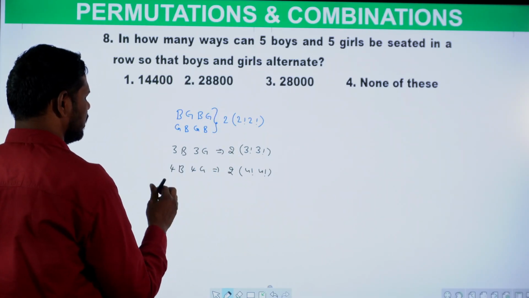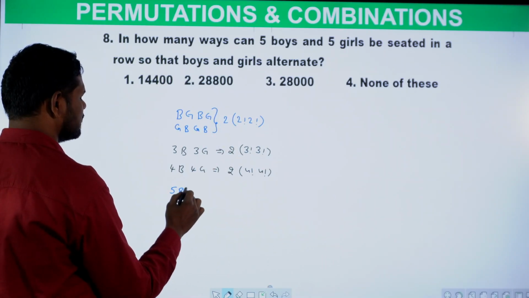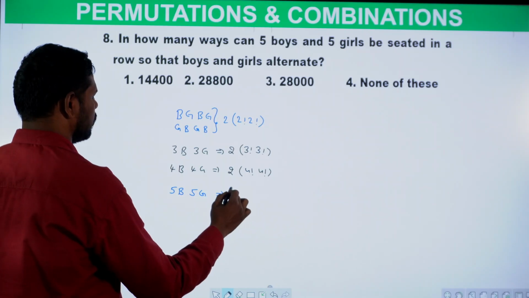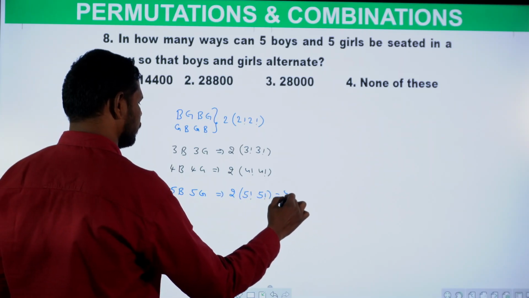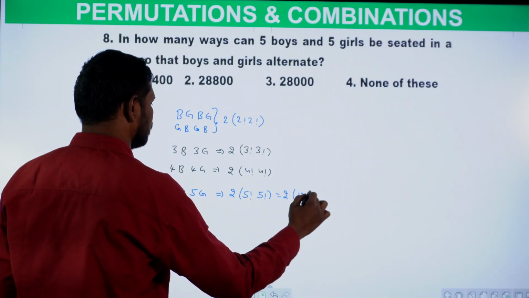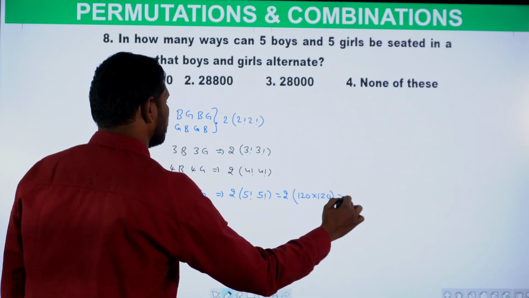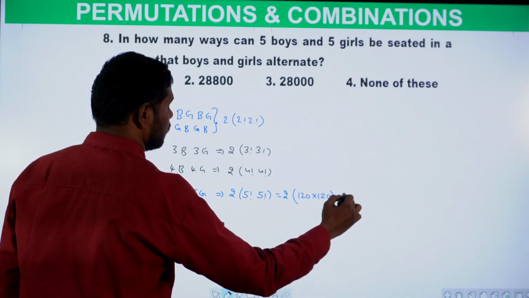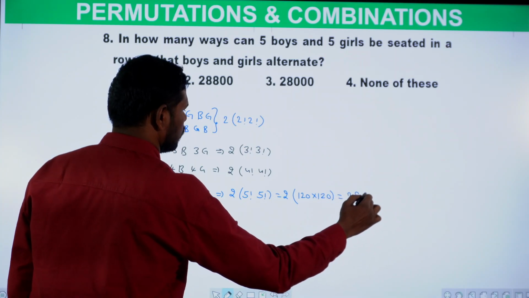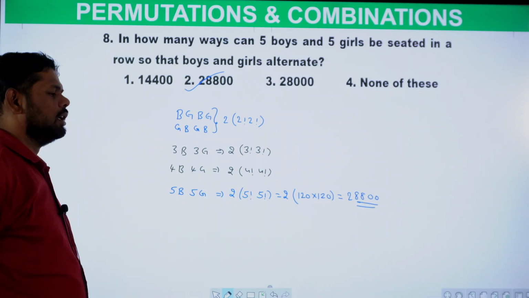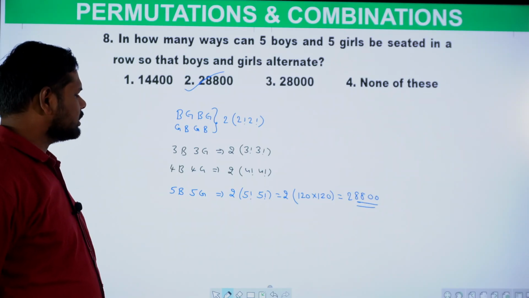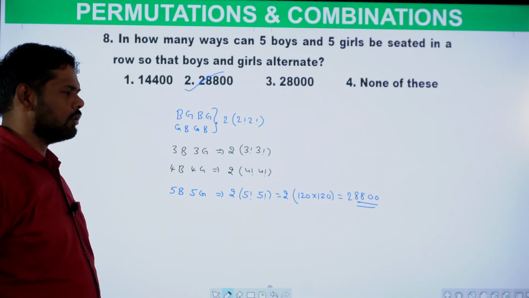In the question, 5 boys and 5 girls is given. Nothing but 2 into 5 factorial into 5 factorial. 5 factorial value is 120, so 2 into 120 into 120. 120 into 120, then 14400 into 2 is 28800. This is the answer. 28800 is the answer. That's it. If 10 boys and 10 girls are there, 2 into 10 factorial into 10 factorial.